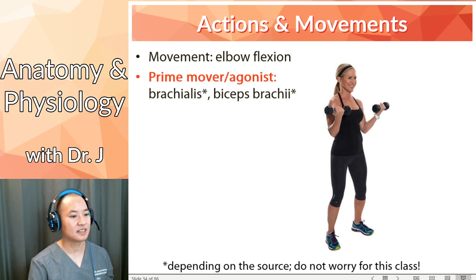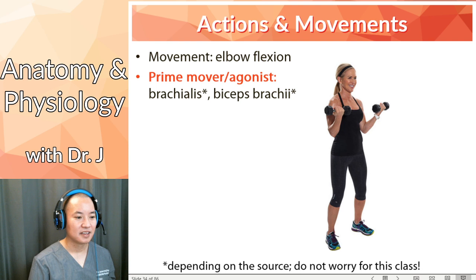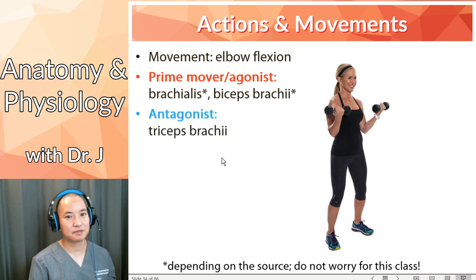I forgot what Martini said, but the lab book says it's brachialis. I think Martini said biceps brachii. I think OpenStax said biceps brachii. I have to look again. But the thing is that, depending on the source, do not worry for this class. Again, this is another example of my general philosophy. If there's a controversy or mixed signals from official sources, I make you aware of it, but I probably don't test you on it. And the antagonist is pretty well skipped.